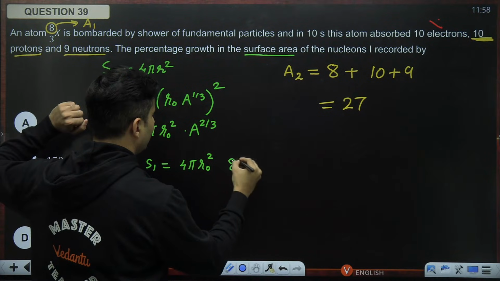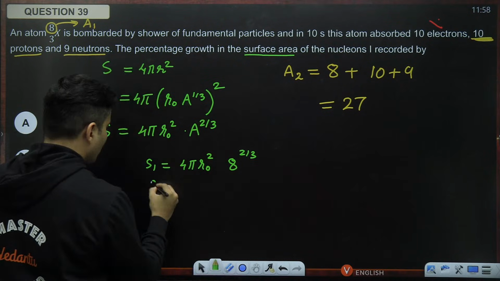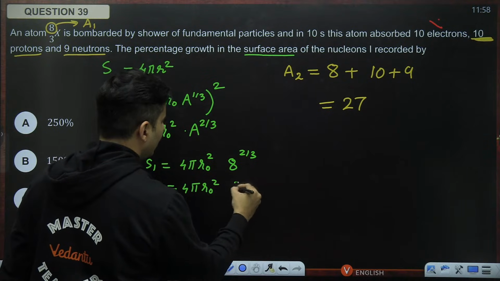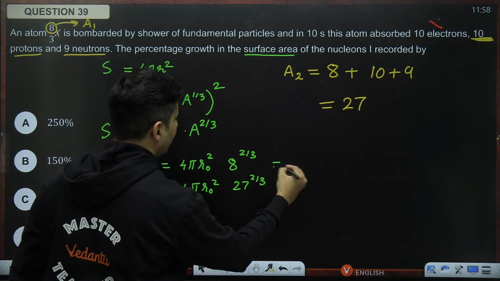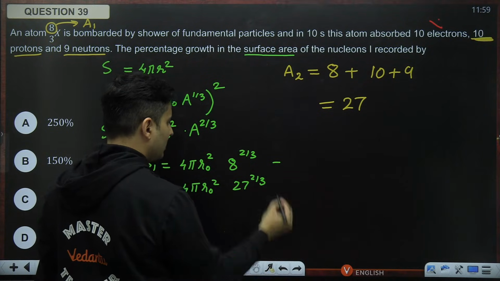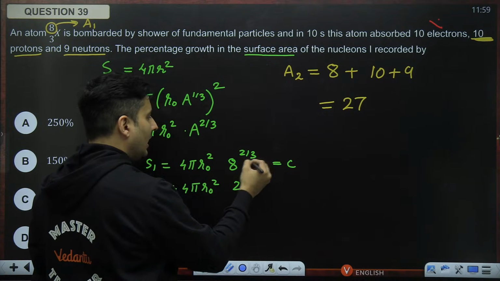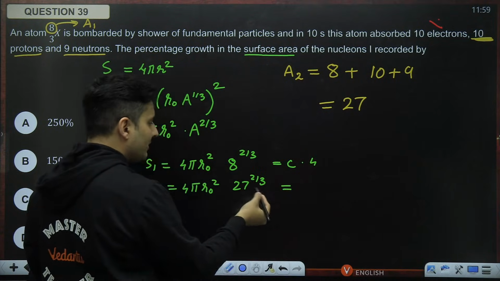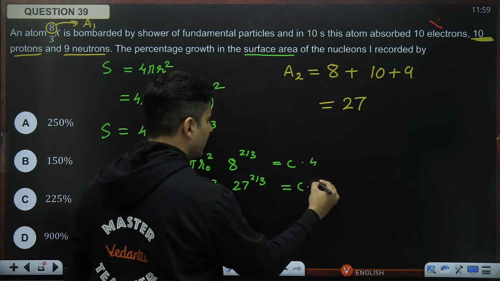Okay. So from this, I can write down S1 will be 4 pi r naught square, initially it was 8, so 8 raised to 2 by 3. S2 will be 4 pi r naught square, finally it was 27 raised to 2 by 3. This is some constant, forget it, so I'll just put it as constant C. 8's cube root is 2, so 2 square is nothing but 4. 27's cube root is 3, 3 square is 9. So C into 9.